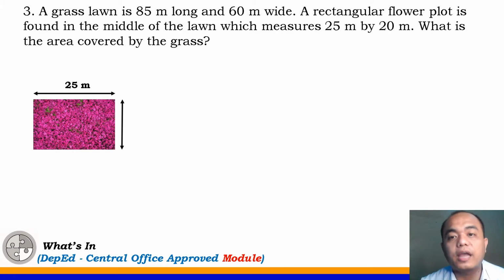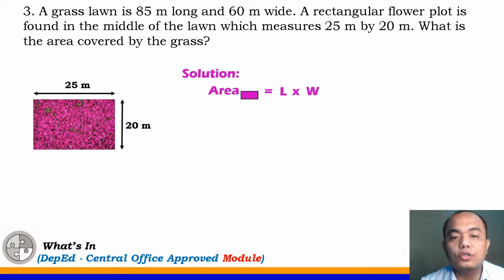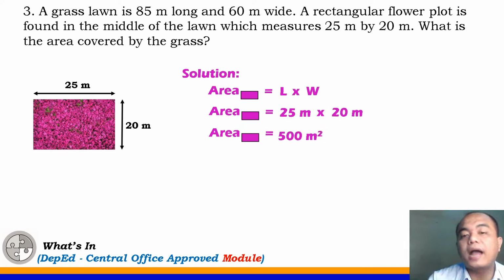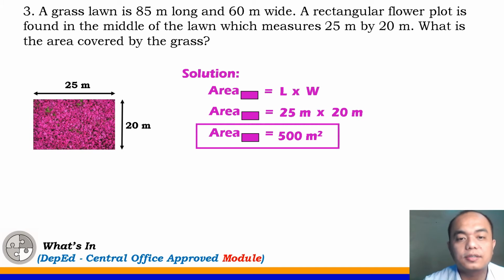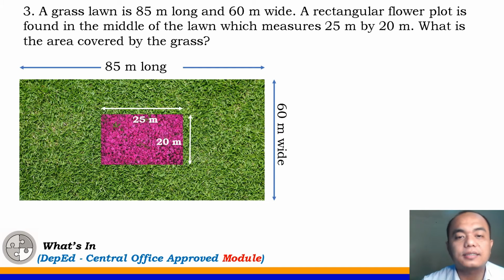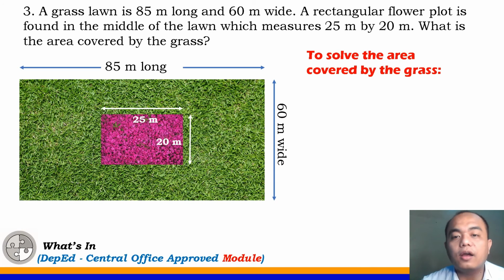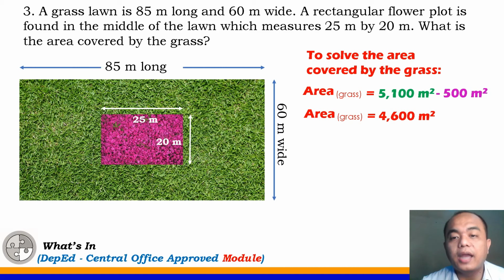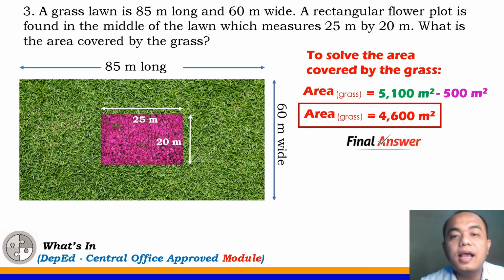Here's the illustration for the rectangular flower pot. So that measures 25 by 20 meters. So here's the solution, area, length times width. So 25 here times 20 will give you 500 square meters. So magsasubtract na tayo, class. So to solve the area covered by the grass, so area of the grass covered would be 5,100 minus 500. And it will give you 4,600 square meters. So this is now your final answer, and this will represent your shaded part here or the grass part of the figure.